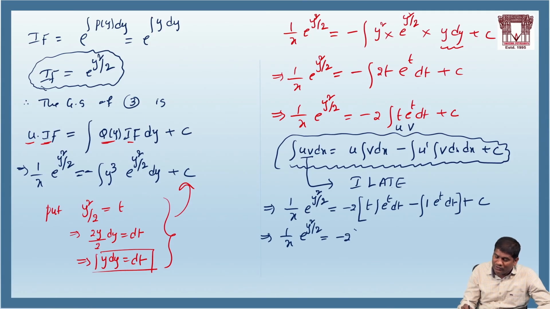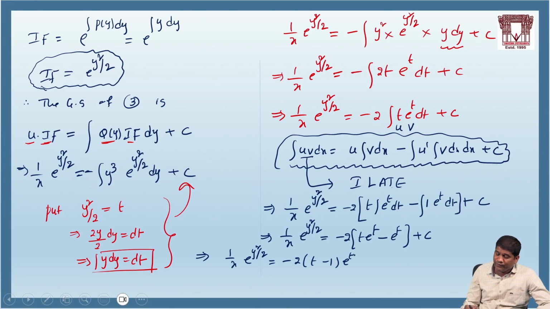Then that implies 1 by x into e to the power y square divided by 2 is equal to minus 2 times of integration of e power t is same as e power t, into t minus integration of e power t is same as e to the power t plus some constant. Then e power t is common, so that minus 2 times of t minus 1 into e to the power t plus some constant c.